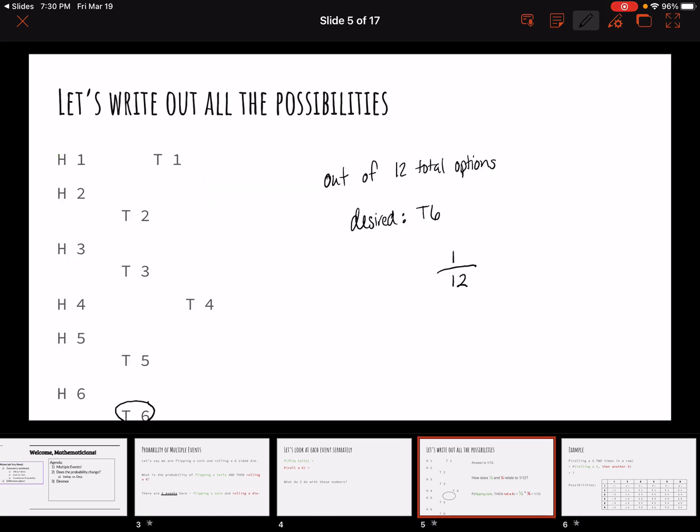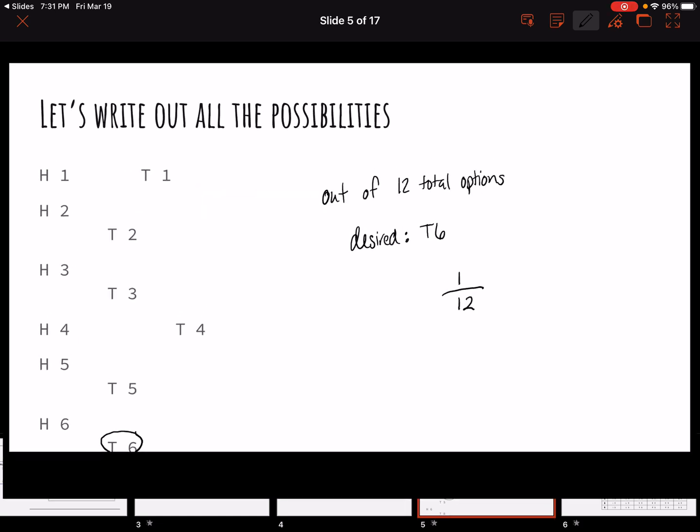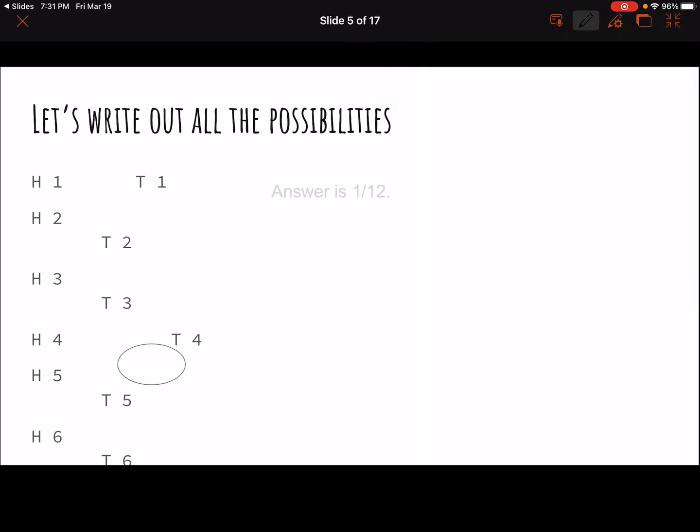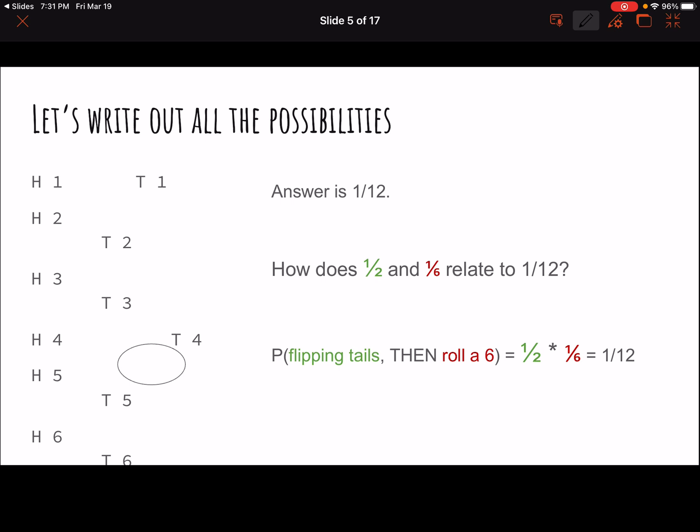Well, if I clear off all of my markings for a second, let's go back and look at some more words. So the answer here is 1/12, which we just decided. And how does that relate to the 1/2 and 1/6 from the previous page? Well, it turns out that 1/2 times 1/6 is equal to 1/12. Coincidence? Let's check it out.